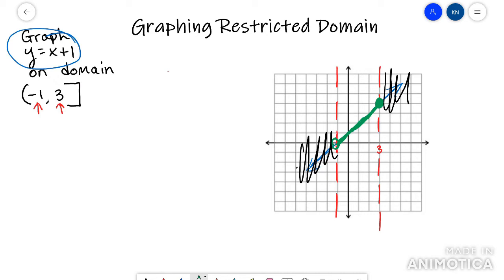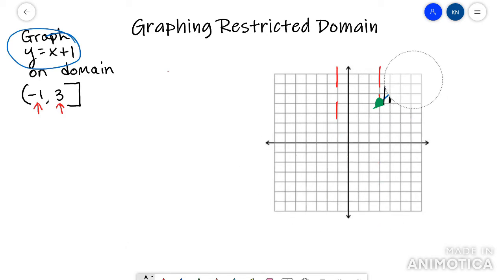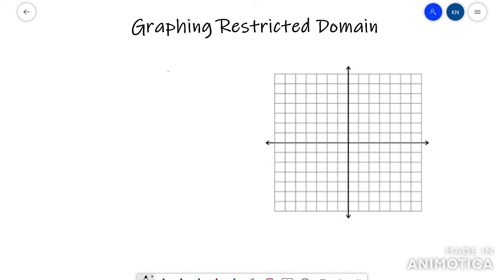Okay, let's look at another example, because it's not always going to be a linear function that they give you. Sometimes they'll do these with quadratics, with cubics, everything. So let's look at a quadratic. What if they said something along the lines of: graph this equation.